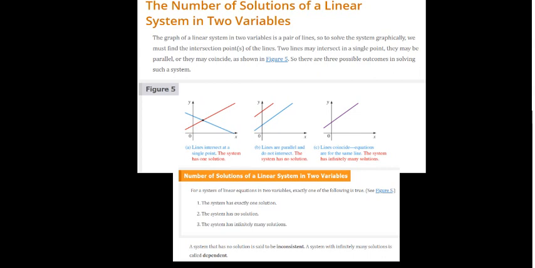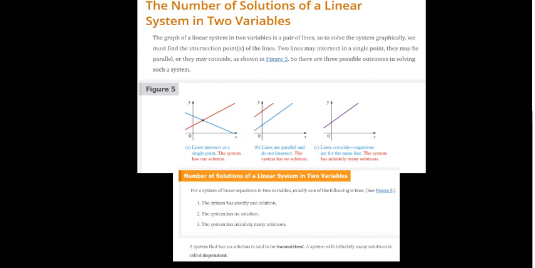A line that goes on and on forever is going to intersect with another line that goes on forever if they are not parallel or the exact same line. Okay, so your three possible outcomes will be: you have one solution where they intersect. If the two lines are parallel, obviously they will never intersect.